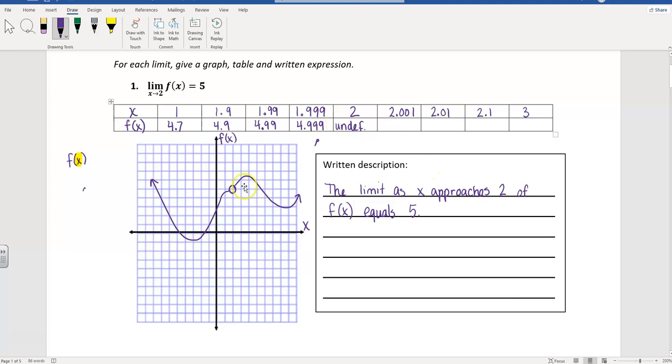Okay. And should these values be the same, 4.7, 4.9, 4.99, 4.999? Or we need to have numbers bigger than 5 over here. So if I look at my graph, it looks like at 3, my y coordinate is about 6. But then by the time you get to 2.1, you're getting really close again. So you might want to do like 5.1, 5.01, 5.001.